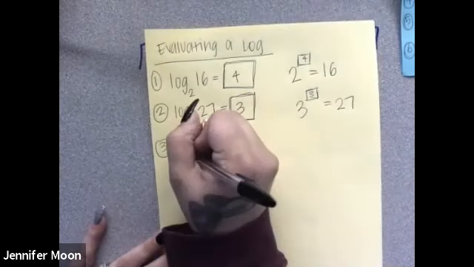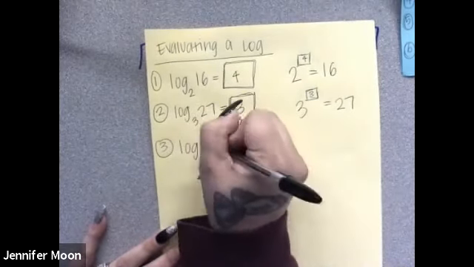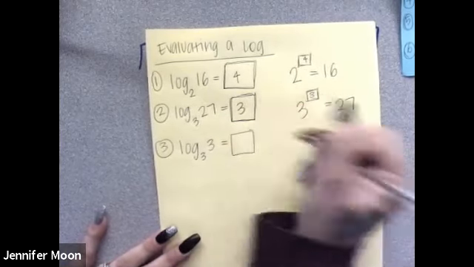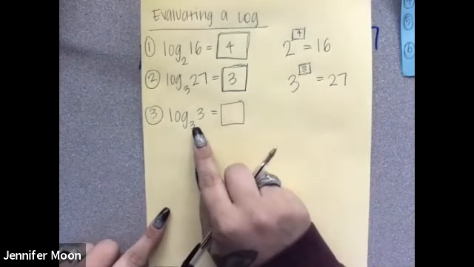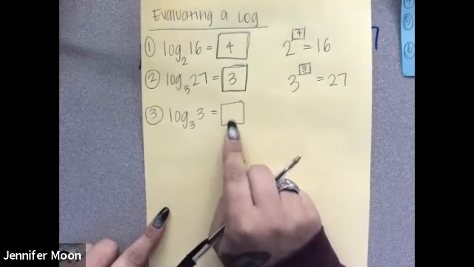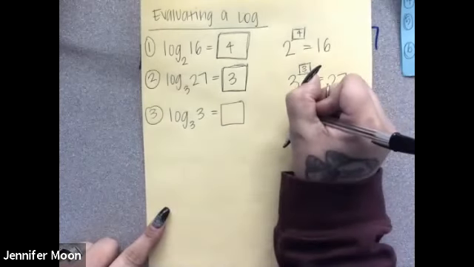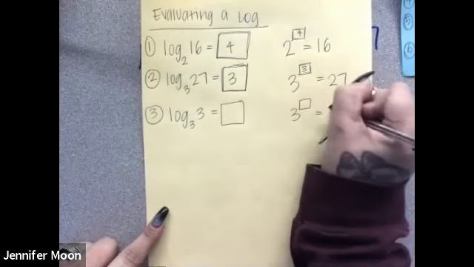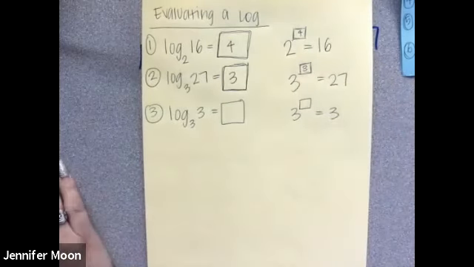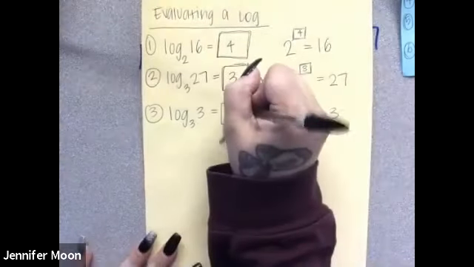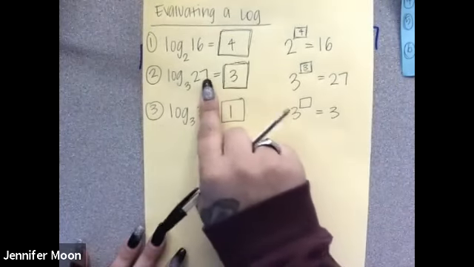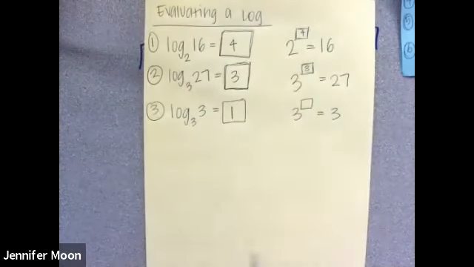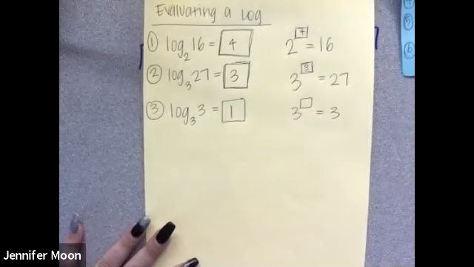Okay, for problem 3, log base 3 of 3 equals what? So this is my b, there's my a, and I'm looking for my x. 3 raised to what power equals 3? It's just 1. And this is actually going to be a property that we do in a minute, okay? Because this is saying 3 raised to 3 gives you 27, 2 raised to 4 gives you 16. Do you see what I'm saying? Your answer in logarithmic form is your exponent.